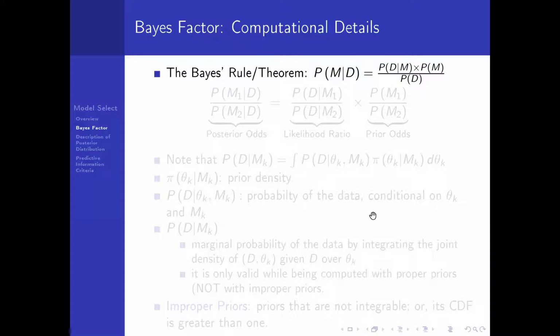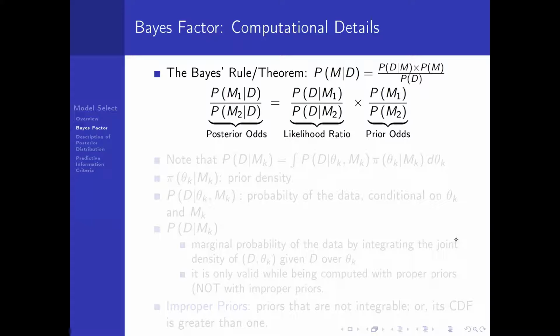So we begin with Bayes theorem again, right? The same formula we discussed in the previous slide, which is going to lead to this equation, right? On the left-hand side, we have this posterior odds, and on the right-hand side, we have this product of likelihood ratio and prior odds. Our goal is to compute these two terms, right?